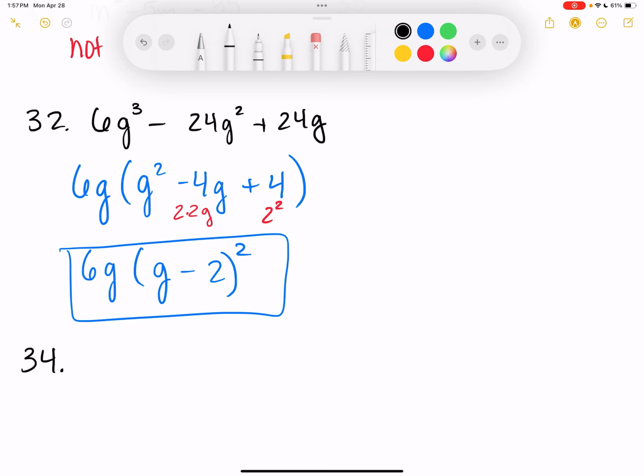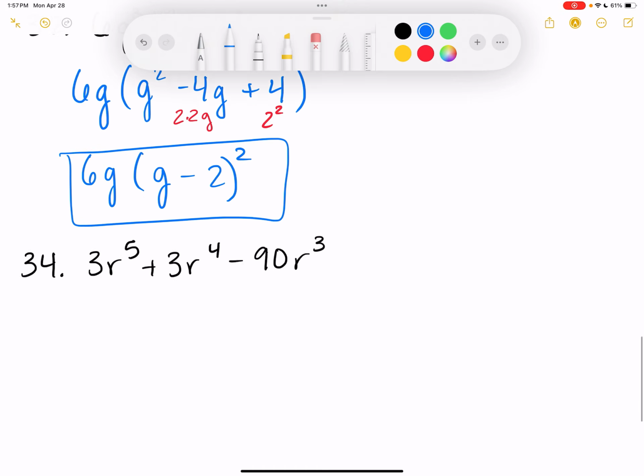34. 3r to the 5th plus 3r to the 4th minus 90r cubed. We should take 3 out. Actually, it's 3r cubed. Look at the next one. 3r cubed leaves me with r squared plus r minus 30, since you can add them.